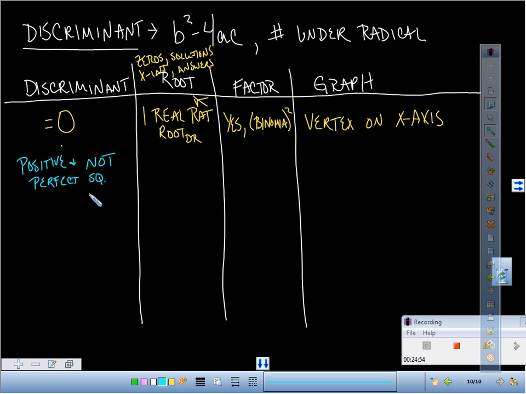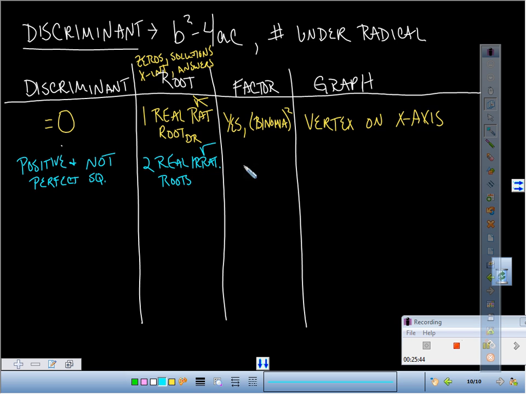Positive and not a perfect square. Okay. How many roots? People, you got a positive number under the radical. It's real. Rational or irrational? Why? It's not a perfect square, so what are you going to have in your answer? A radical. That's what that word is telling you. If it's irrational, it's saying you're going to have a square root in your answer. So, two real irrational roots.